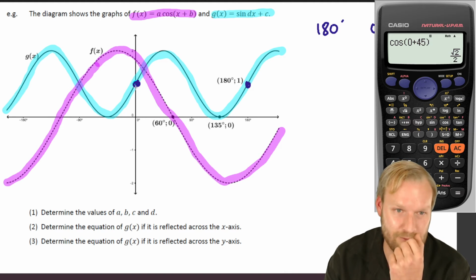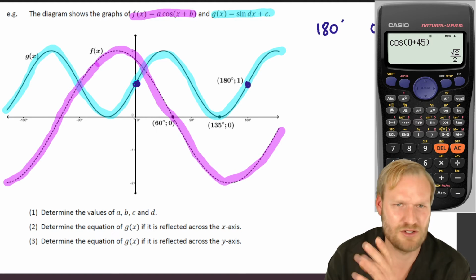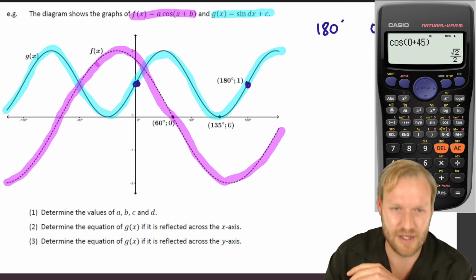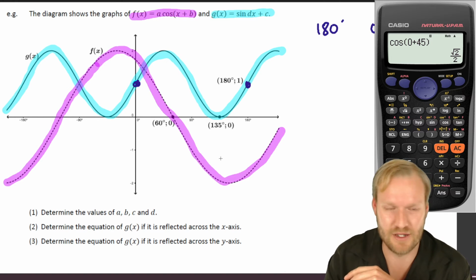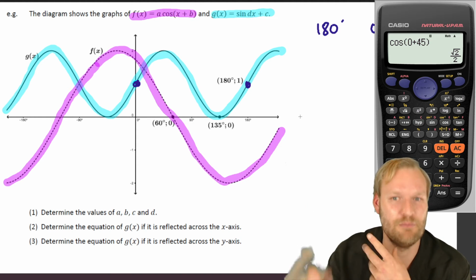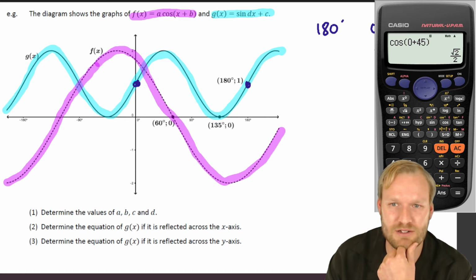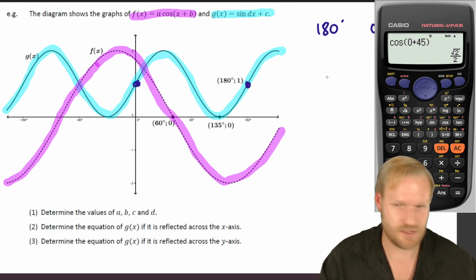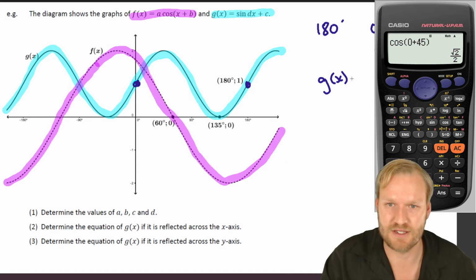Now, our sine graph would have started at 0 and gone up to 1 and down to -1. Well, this now goes between 0 and 2. So therefore, it's clearly moved up by 1. So our c value must be 1. So for g of x, let's write g of x equals sine 2x plus 1.